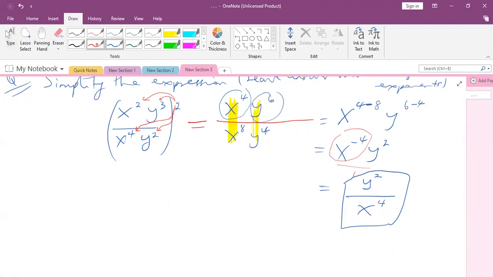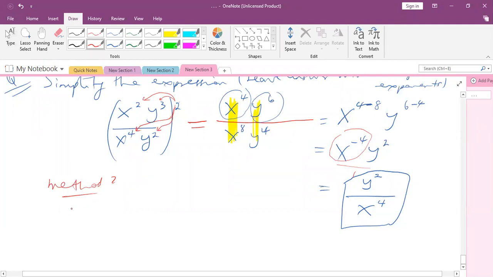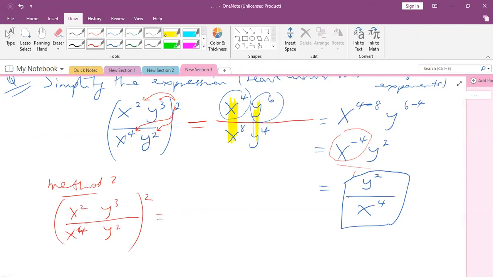So let me try to do that for you to see. So I'll call it method 2. Let's call it method 2. Okay. So for method 2, I'll go into the parentheses and simplify first. Let's rewrite the question. Okay. So if I go into the parentheses, I'm going to simplify this and simplify that. Okay. So what would that be?